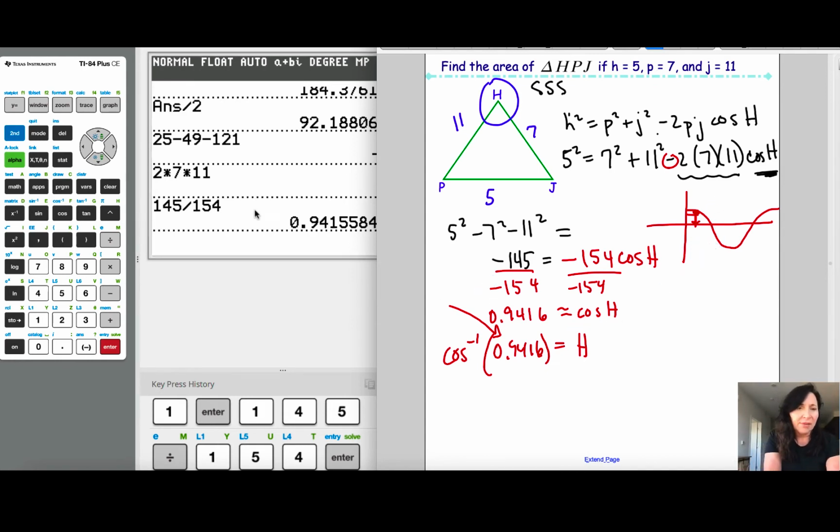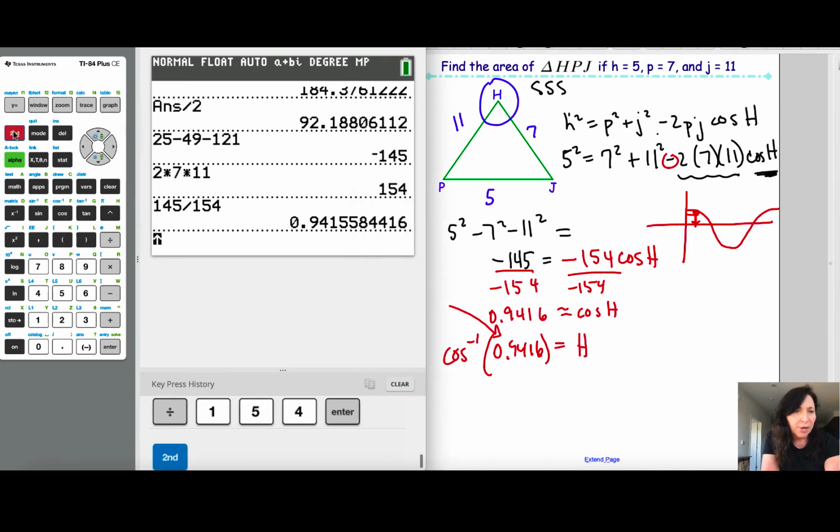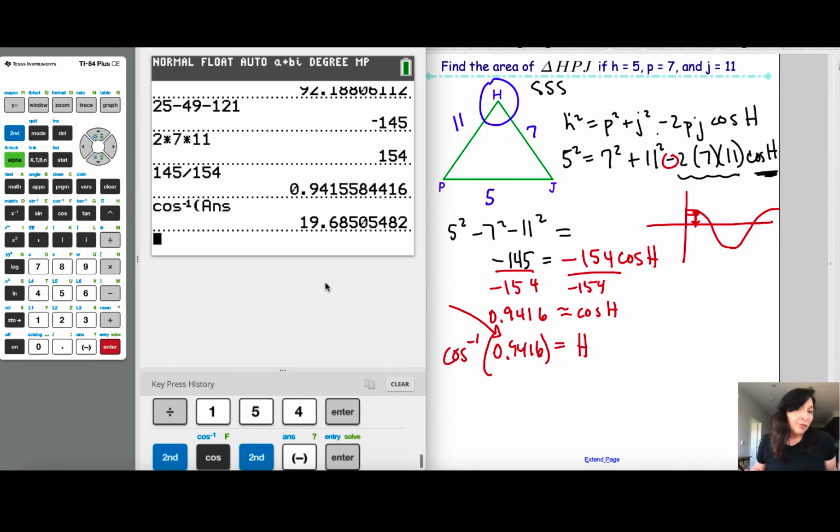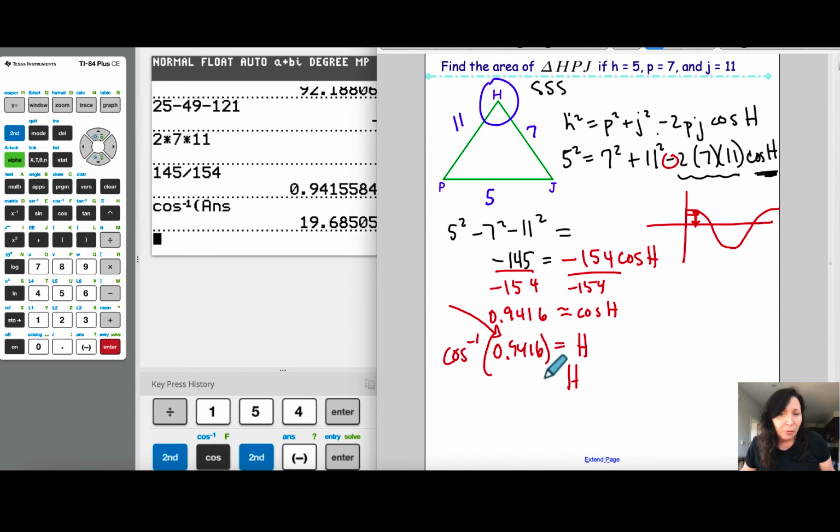And so I'm going to take on my calculator, I'm going to go second cosine, that's arc cosine. And I want the whole value because that's going to give me a more accurate answer instead of just rounding to 4 decimal places. So I'm going to say second answer. And what it does is it pulls the answer from above up here so that it gives me a more accurate answer. So it's 19.7 degrees. So H is approximately 19.7 degrees, which I can now put up here.